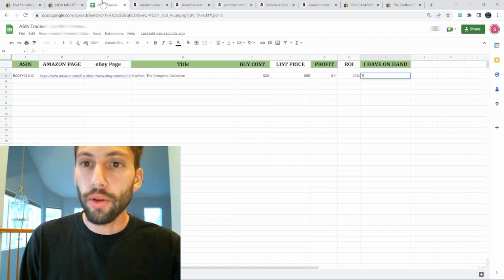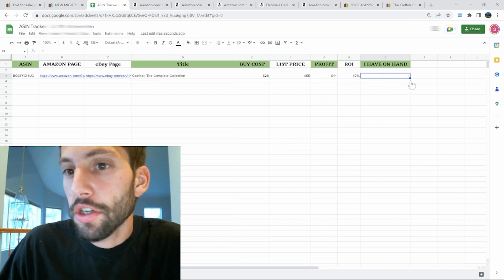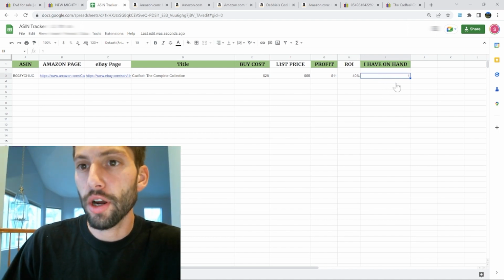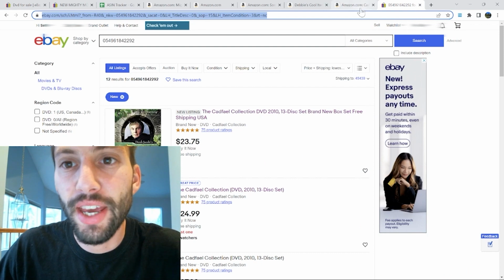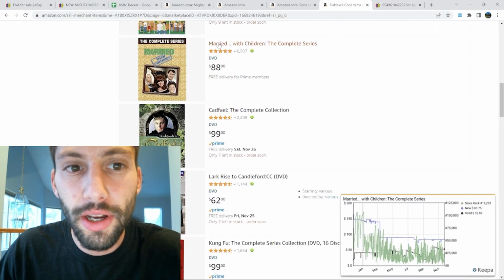And then now that we've purchased one, we have one on hand. We still got to finalize the purchase, but this is going to be our bookkeeping to see how many we have in stock. So great, there's one. And we're still on a store that has a lot of items. So let's keep digging here.